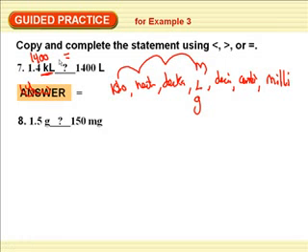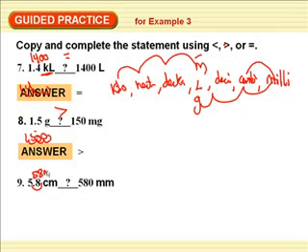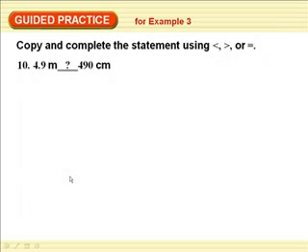Yep. Number 8, grams to milligrams. So here's grams right here. To milligrams, 1, 2, 3 to the right. So 1.5, 1, 2, 3 to the right. I get 1,500 milligrams, so that's definitely greater than 150. This takes a little bit of work. Centimeters to millimeters is just 1 to the right. So I go 1 to the right, and that would be 58 millimeters, and 58 millimeters is less than 580 millimeters. Yep, I would agree with that.